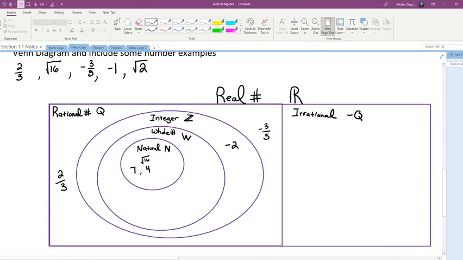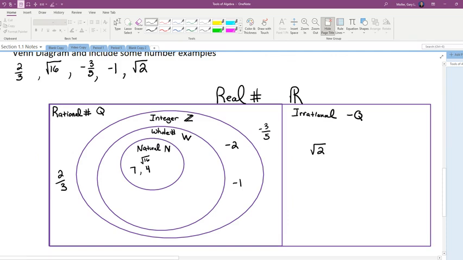Negative 1. It's not natural, it's not whole, but negative 1 is an integer, which also makes it rational. The square root of 2 cannot be simplified. It's not 1. 1 times 1 is 1, not 2. So it cannot be written as a fraction. It is irrational, so it belongs all by itself over here.